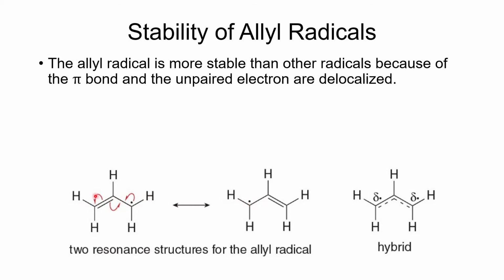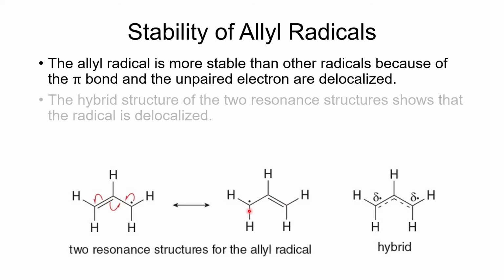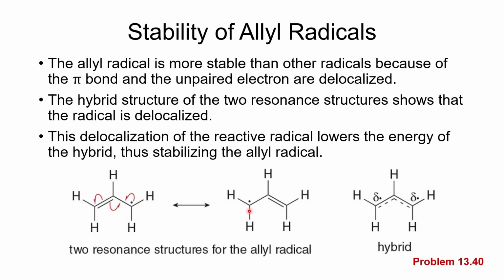You'll notice that we don't end up with any radical character on carbon number 2, the middle carbon. Just like when we do this with carbocations and carbanions, we will get the radical at every other carbon. And so when we look at the hybrid structure of the allyl radical, we'll have partial radical character on carbon 1 and partial radical character on carbon 3, and we don't have it on carbon 2.